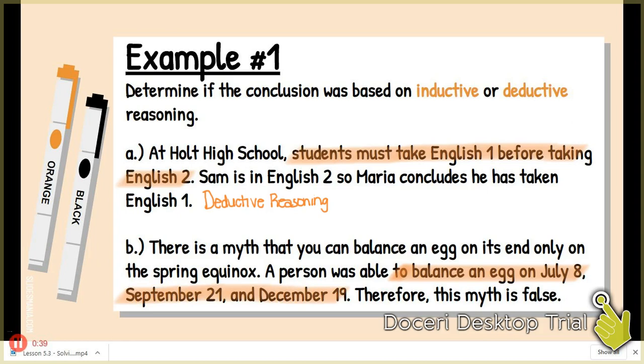A person was able to balance an egg on July 8th, September 21st, and December 19th. So this one is based on inductive reasoning because we were looking at examples to draw a conclusion.